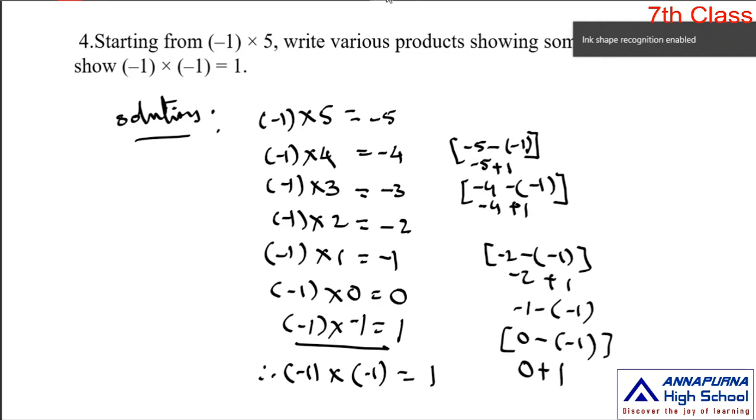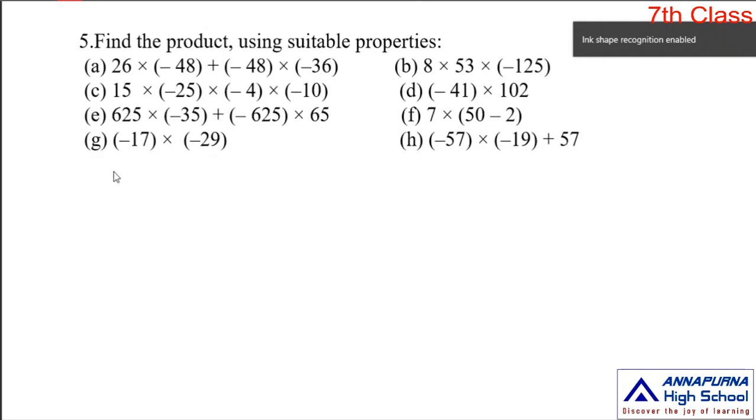Next, come to the next one, that is the fifth one. Find the product using suitable properties. So take the first one. Already we know the properties of integers, and here he has given different properties. So first one, take the first one.